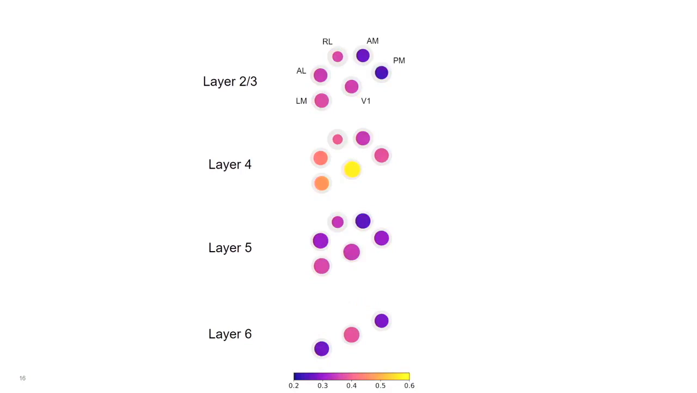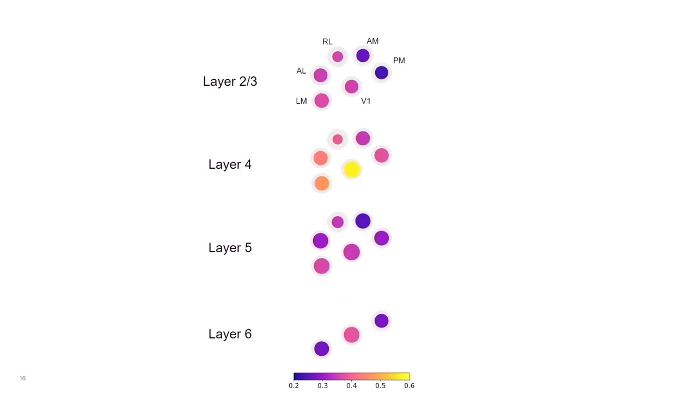So here I'm showing you the direction selectivity of the neurons. And this is how strongly a cell prefers direction in one motion versus its opposite motion. So a cell that only responds to gratings moving to the right will have a very high direction selectivity, whereas if a cell responds to gratings that move to the right as well as gratings that move to the left, it will have a low direction selectivity.